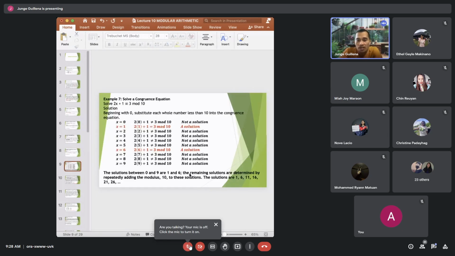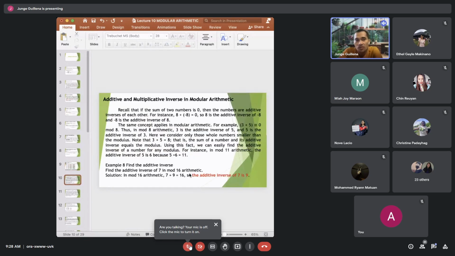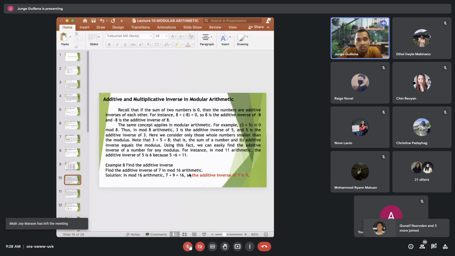Okay, then we have also additive and multiplicative inverse in modular arithmetic. What we have learned in the usual arithmetic, when we say additive inverse, the sum of these two numbers is equal to 0. So for example, you are given the number 8 and you are asked to find the additive inverse of 8. So obviously the additive inverse of 8 is negative 8. Why? Because 8 plus negative 8 is equal to 0.